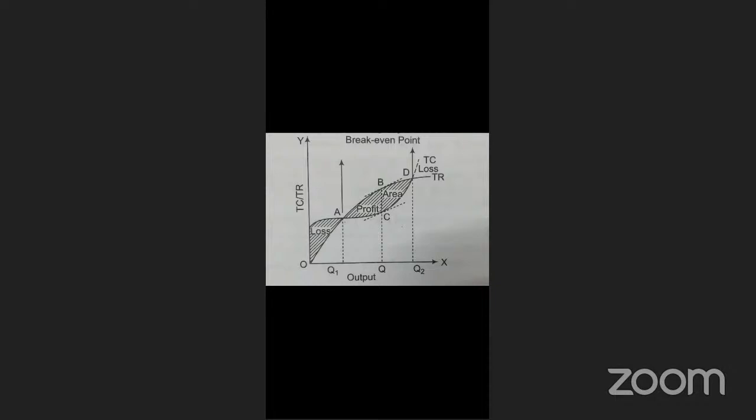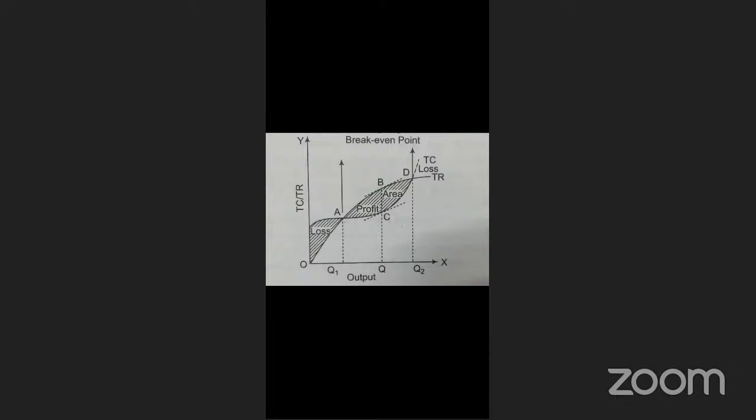There are three situations of equilibrium of the firm in the short run. They are: first, the condition of abnormal profit; second, the condition of normal profit; third, the condition of abnormal loss.